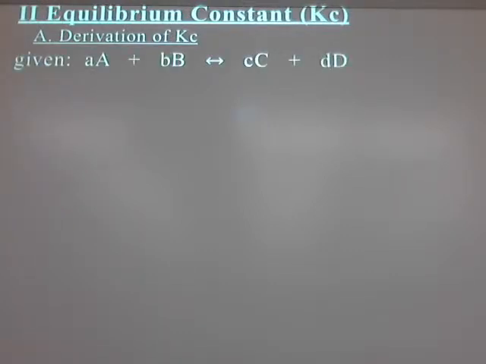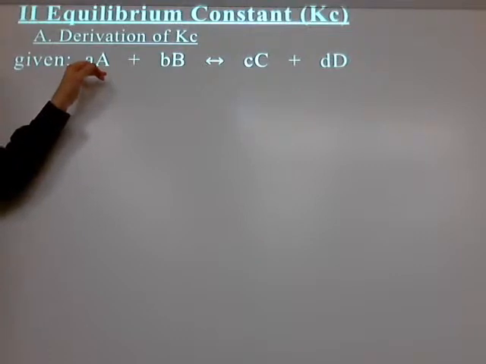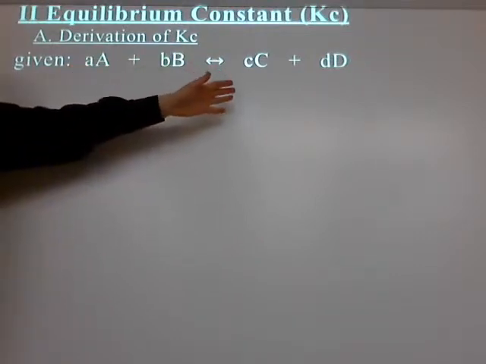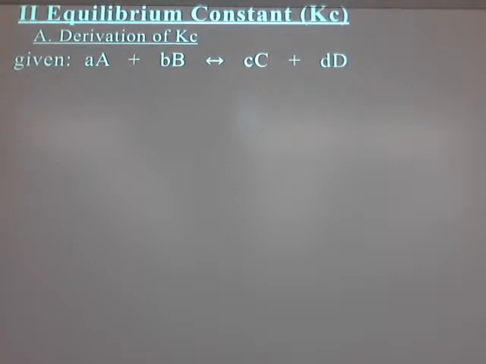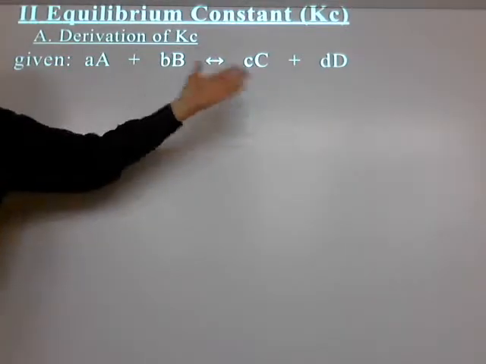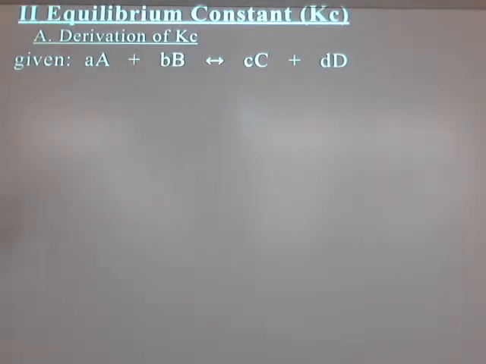Assume you have this equation, where the small letter a, b, c, and d represent the coefficients in the equation, and the large A, B, C, and D represent the sodium, chlorine, whatever it is. Okay? You've got to follow me here real well because I'm going to refer back now to what we learned in kinetics.